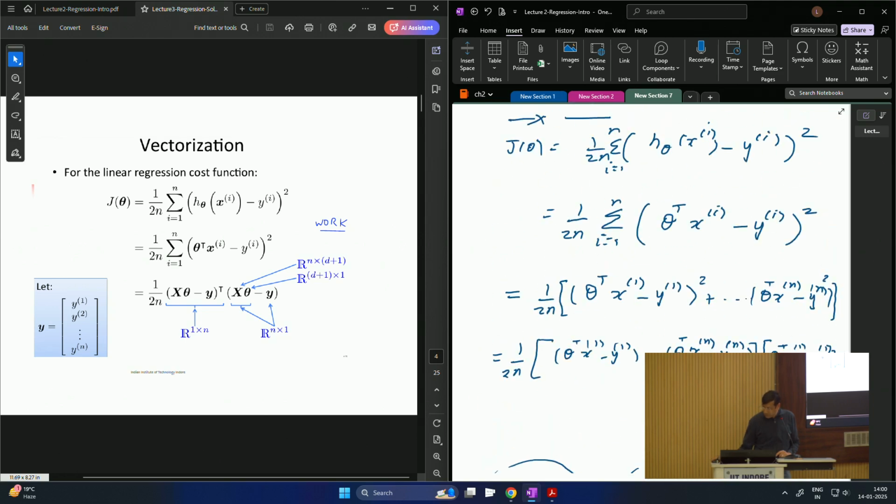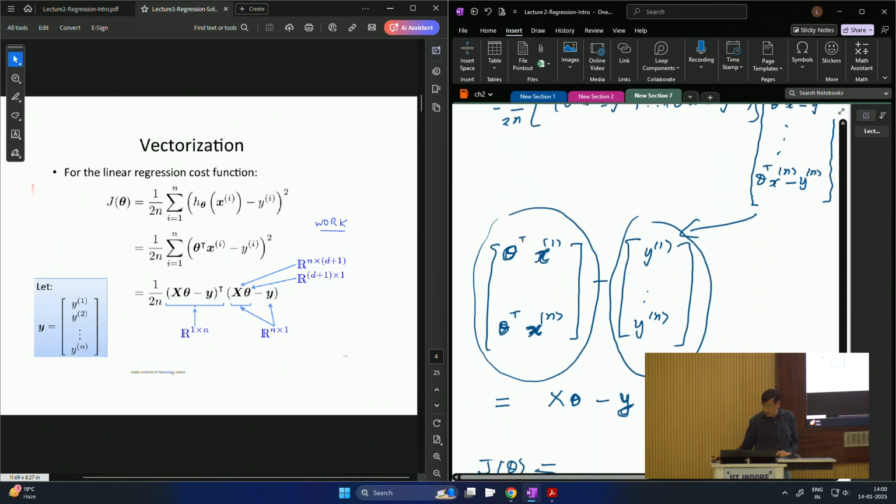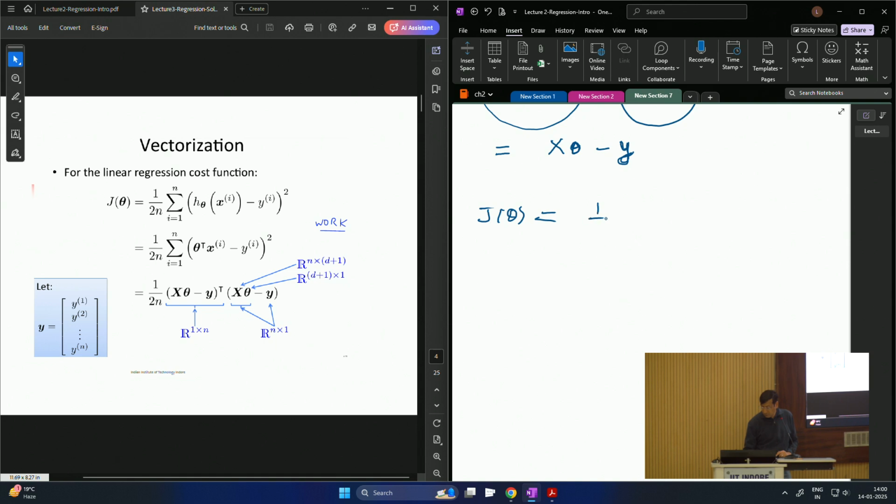what we showed you for this guy. This is just the transpose of that, because you're multiplying the two. Can everybody see it? So this is nothing but 1 over 2n. X is a matrix, so it doesn't matter. I'll make this bold. X theta minus y bold vector transpose times X theta, again bold, minus y bold. Everybody with me? Why did I do all this?